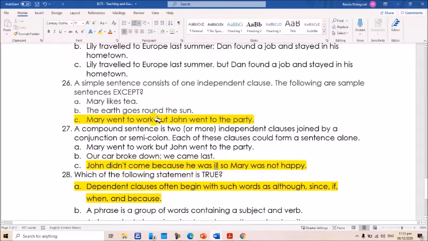Alright, for number 27, a compound sentence is two or more independent clauses joined by a conjunction or a semicolon. Each of these clauses could form a sentence alone. For number 27, I guess the instruction here is incomplete, right? Sort of a vague statement. There's absolutely no specific guide on what to do right here, so this one is a bonus item. Again, 27 here is a bonus item.